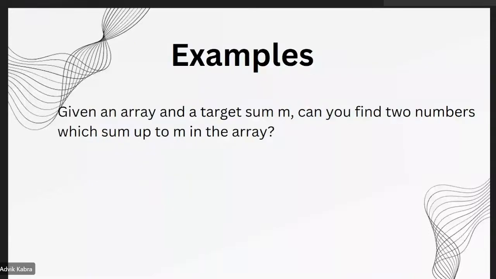So here, given an array and a target sum m, can you find two numbers in the array which sum up to m? So you have an array of, say, 5 elements, say 1, 2, 3, 4, 5, and you need to find two elements which add up to 7. So think of ways to find two elements such that their sum is 7. I'll stay here for 30 seconds while you think of answers.